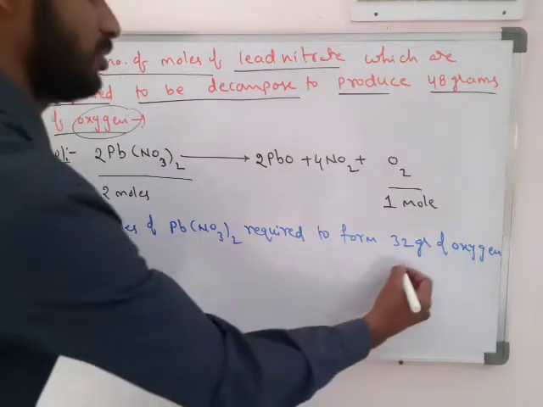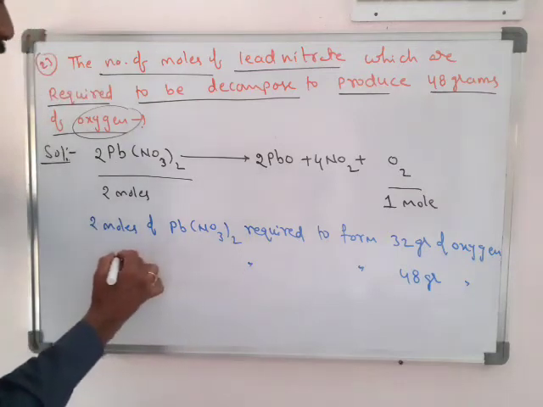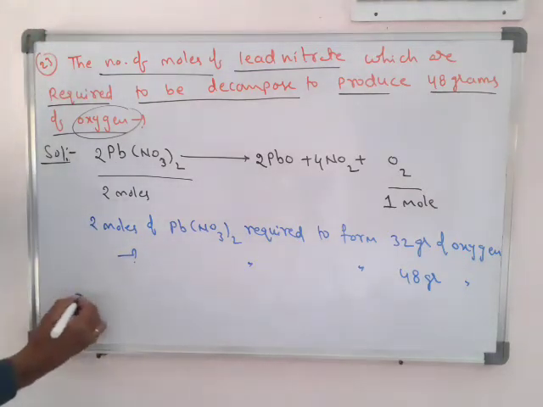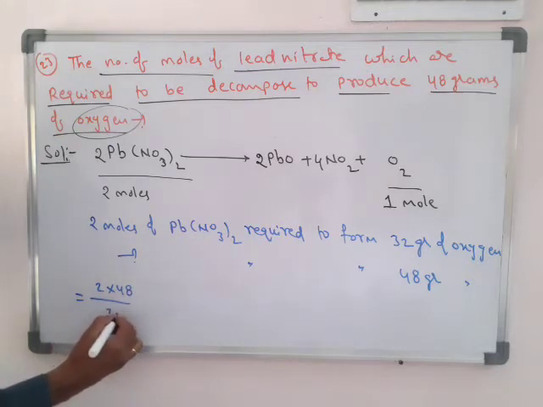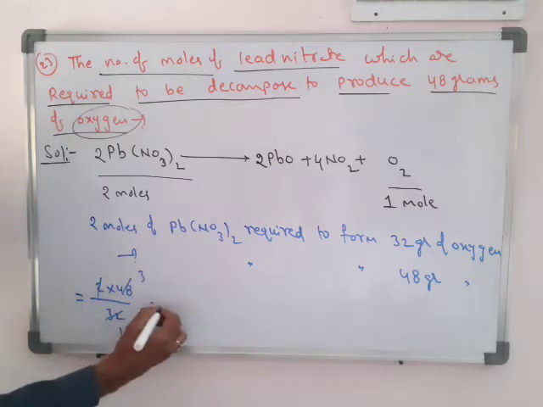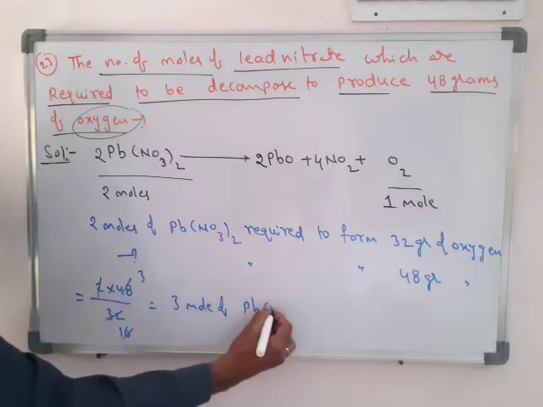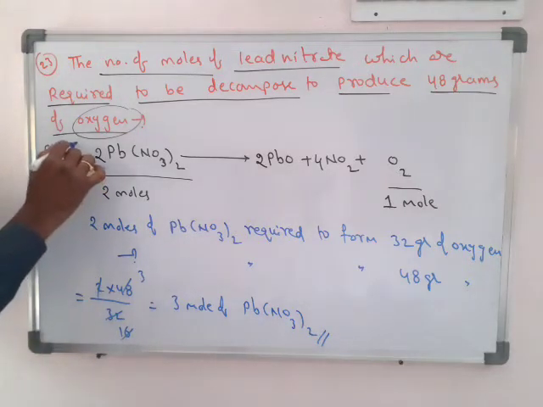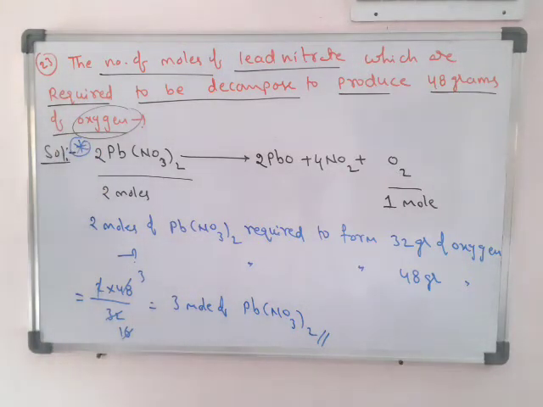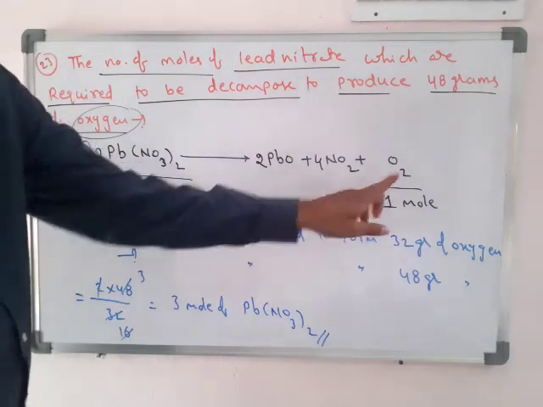So then what about, to get 48 grams of oxygen, how many moles of lead nitrate are required? It's a very easy one. It means we need 3 moles. 3 moles of lead nitrate are required. So here also remembering this equation is very important. The gases formed here are nitrogen dioxide and oxygen.